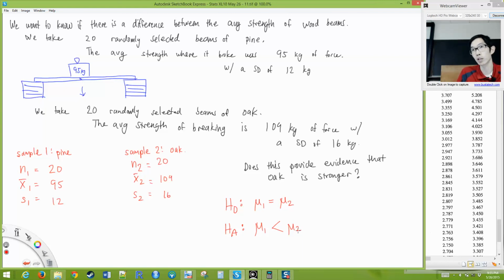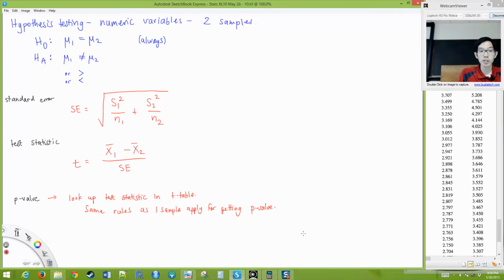At this point, and I hope it's okay that I'm not going to go through all of the calculations, you just go back to the other page and take all of those values and plug them in to get your standard error. Then you use that to get your test statistic, and you look it up in your t-table to get your p-value. The same process applies.